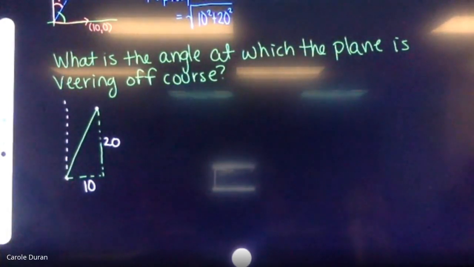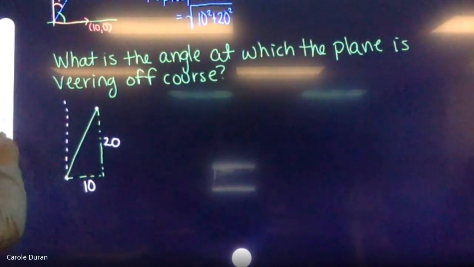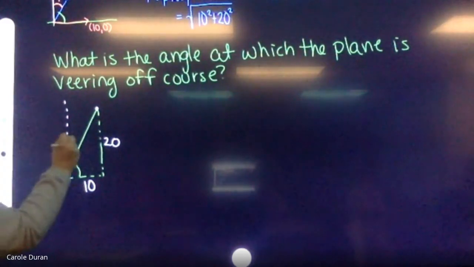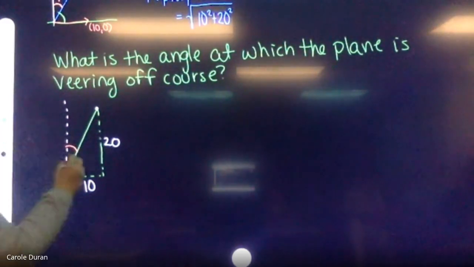So I need to find this angle so that I can later find this angle. So you gotta find the side.